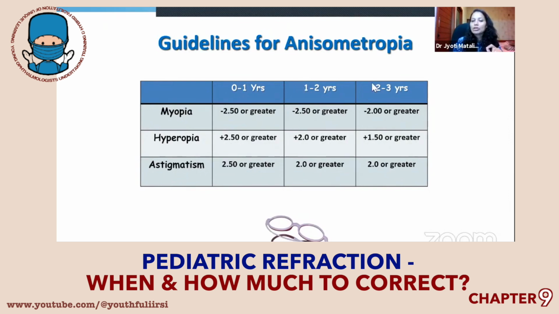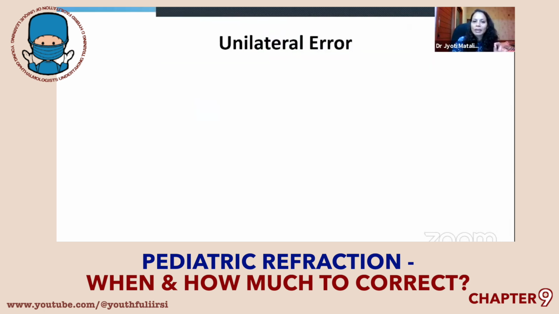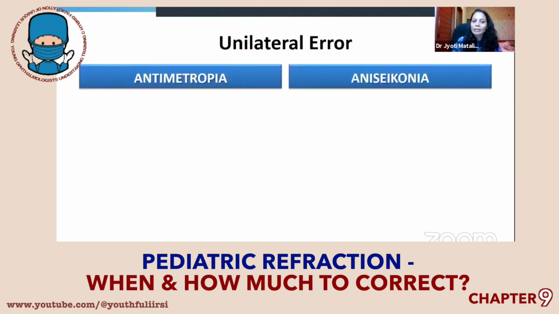And 2 to 3 years, 2 for myopia plus 1.5 for hyperopia and 2 for astigmatism. Now, you need to know why would you have a unilateral error? Yes, one is antimetropia or anisometropia. Antimetropia is one eye is hyperopic, other eye is myopic.